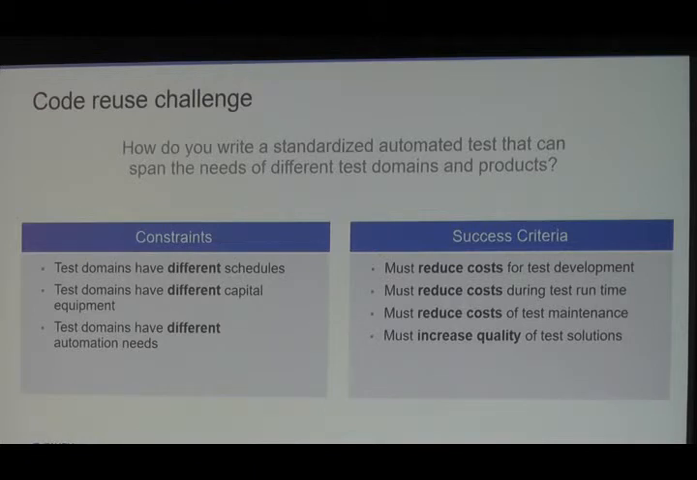So some of the success criteria is all about cost reduction. So we have reduction in test development costs, reduction in the time it takes to run a test, reduction in the cost of maintenance, so that total cost of ownership side. And then after all of this is said and done, we would really like to increase quality in our solutions.